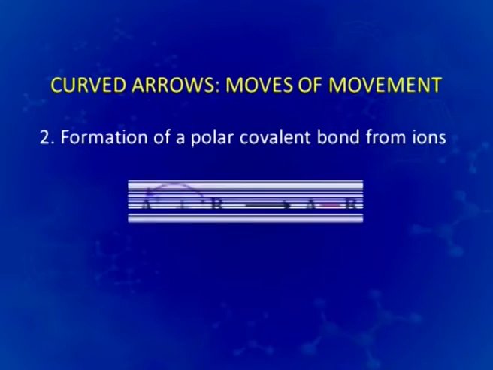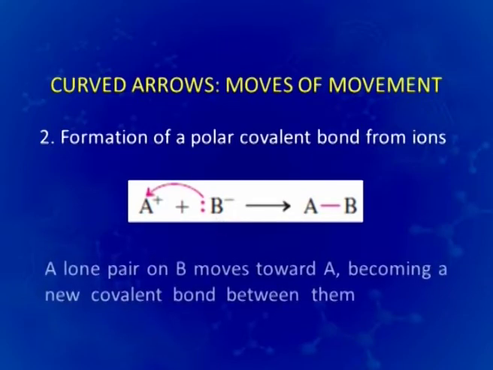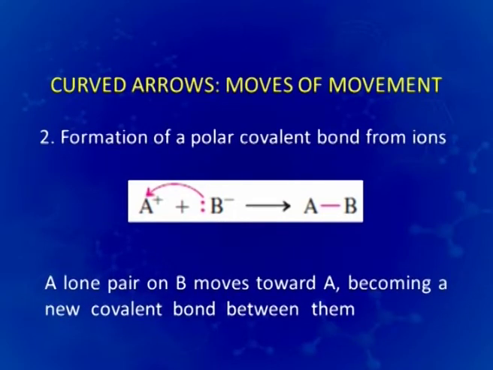Then we have another type of depiction, wherein a polar covalent bond is formed from ions. If you have two charged species reacting with each other, A+ and B-, the lone pair from B moves towards the species A and leads to the formation of a bond between A and B. So, a lone pair on B moves towards A, becoming a new covalent bond between them.